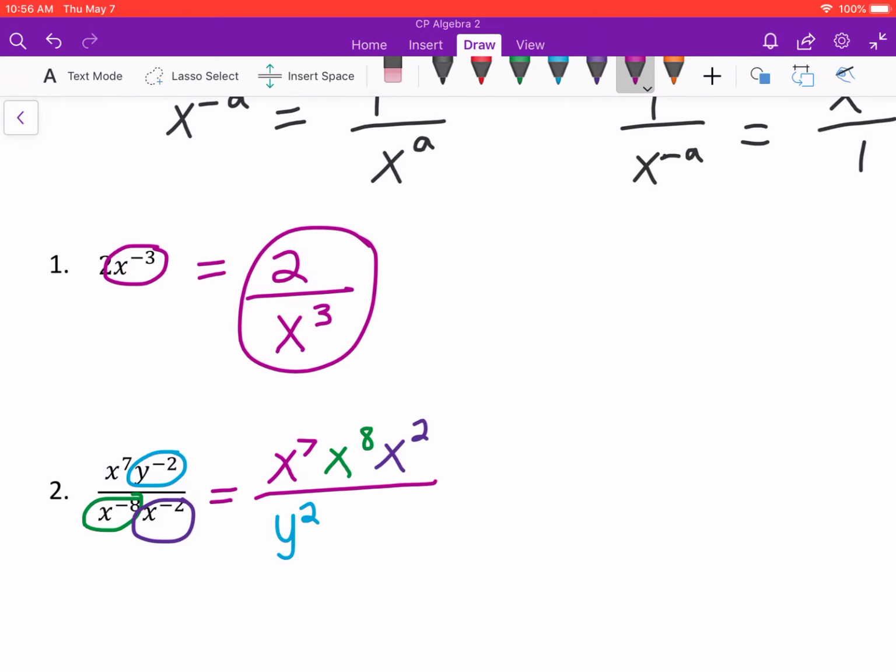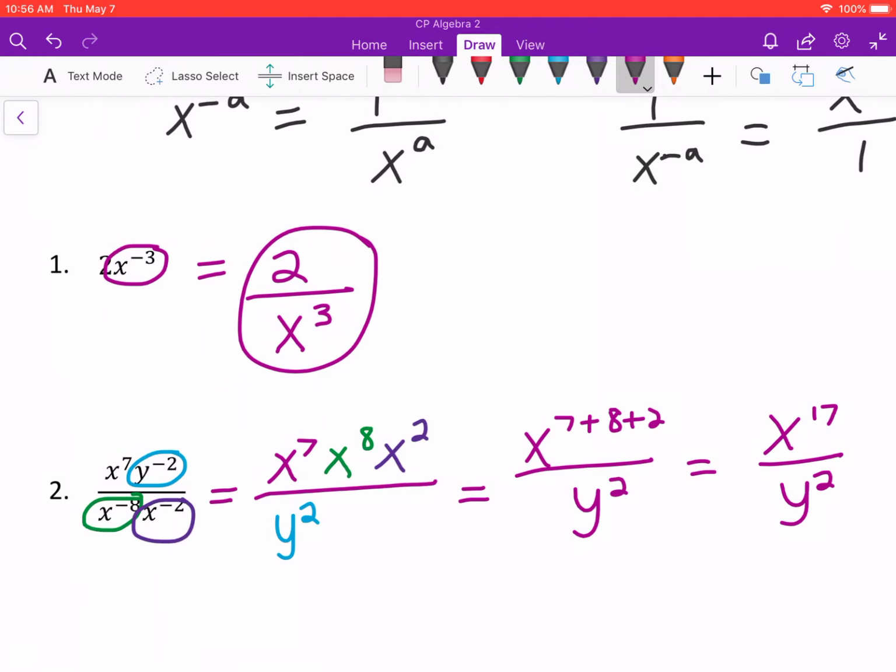So I've moved everything with a negative exponent. Now I'm going to start simplifying. If we look in the numerator, we have all these x's to different exponents being multiplied. Remember that when you're multiplying and you have exponents like that, we add those exponents. So it's going to be x to the power of 7 plus 8 plus 2, and that's all over y squared. If we add those exponents together, we get x to the power of 17 over y squared. And that is where we're going to leave our answer. We can't simplify any farther, so we just leave it like this.